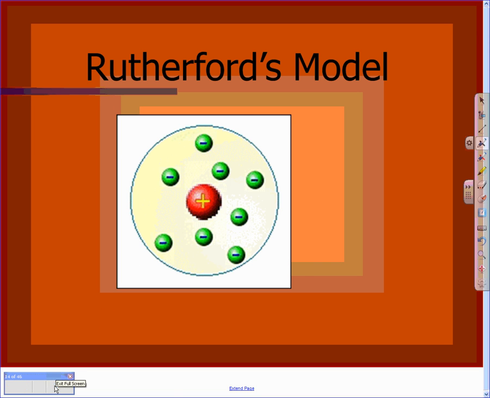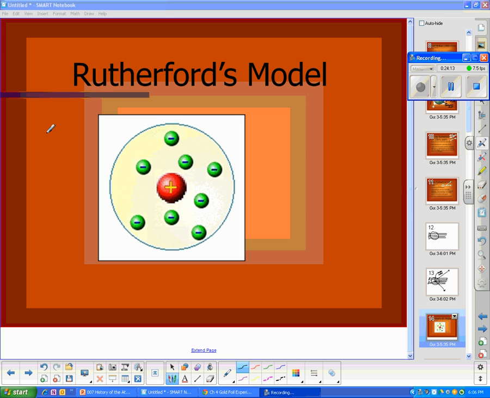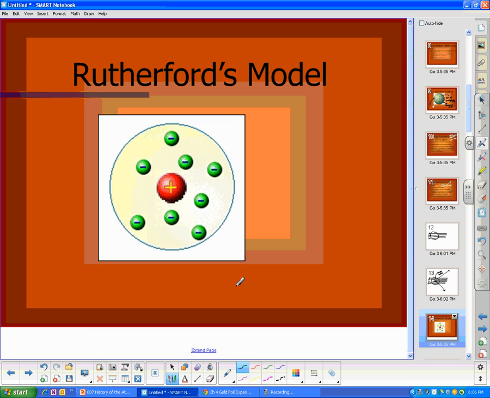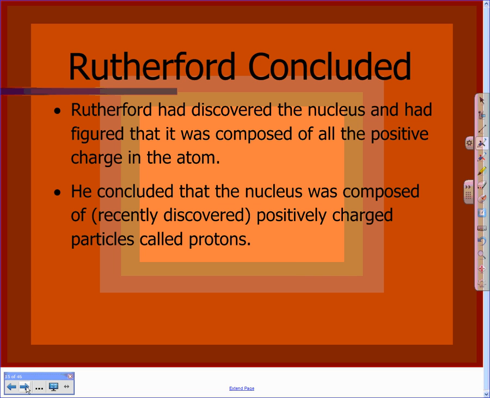eventually led to the atomic bomb and the splitting of hydrogen, which we are going to go ahead and discuss in a little bit. Okay, so I'm just going to do a time check here. We're 24 minutes in. So this was Rutherford's model of the atom, and it was, like I said, the model of the atom for close to 20 years.